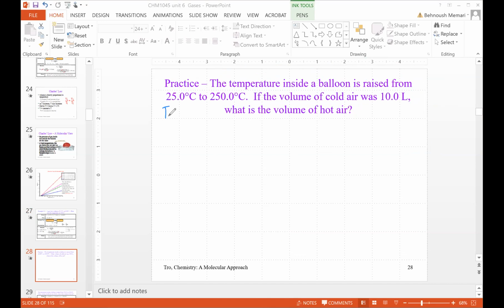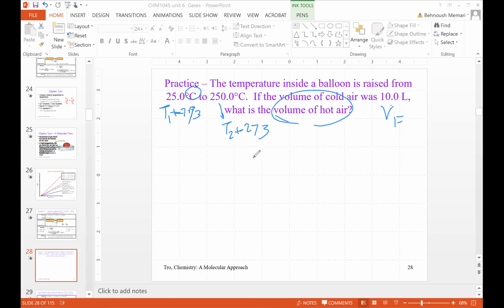So this is a T1. As soon as you see this, you have to say plus 273. You don't want degrees Celsius whenever you're dealing with thermodynamic or gas law. And then this is a T2 plus 273. The volume under the cold air at the low temperature is, so if V1 is 10 liter, what is the volume at the hot air?